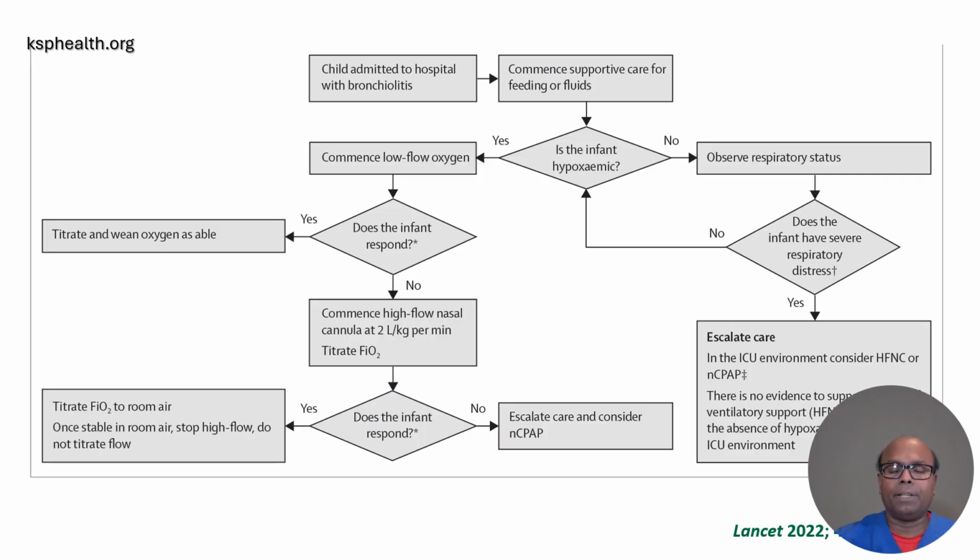This article was published in Lancet 2022. I want to walk through how this one is different from the previous one. If the patient is hypoxemic, commence low flow oxygen. If the patient responds, titrate and wean. If the patient did not respond, commence high flow nasal cannula 2 liters per kilo. Titrate FiO2. If the patient responds, titrate FiO2 to room air. Once stable in room air, stop high flow. Do not titrate flow. This is the difference between 2016 and 2022.